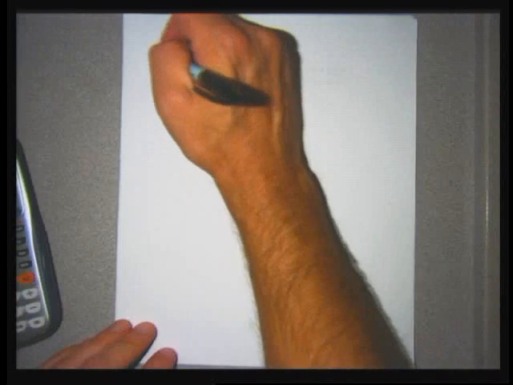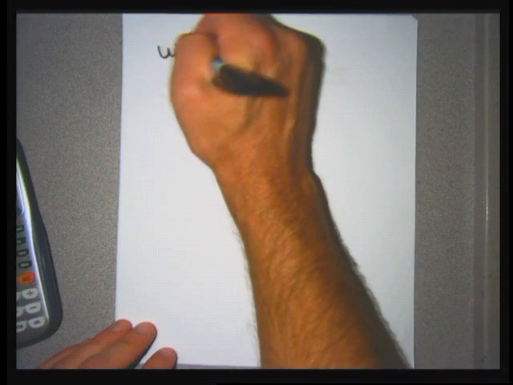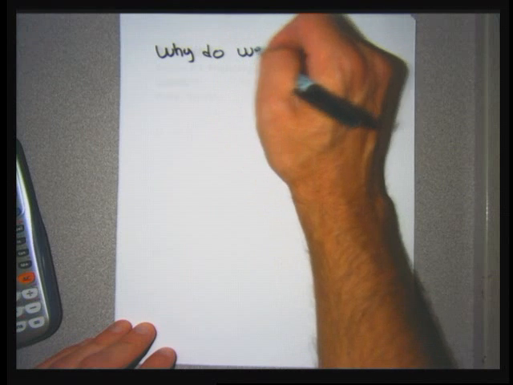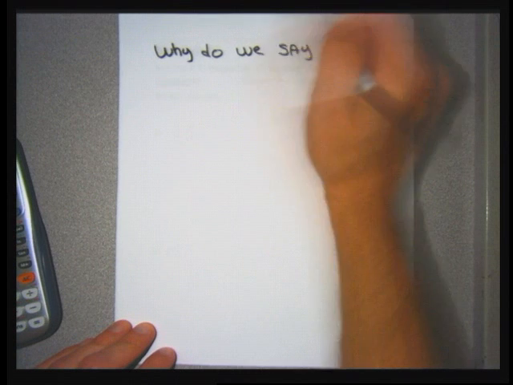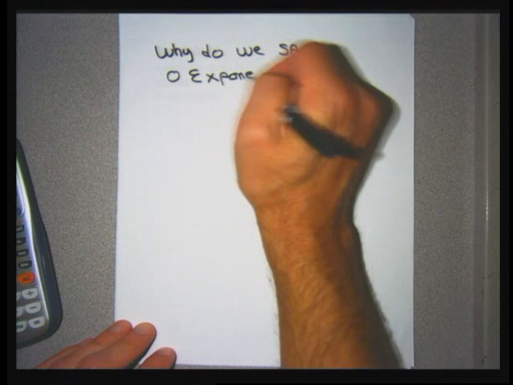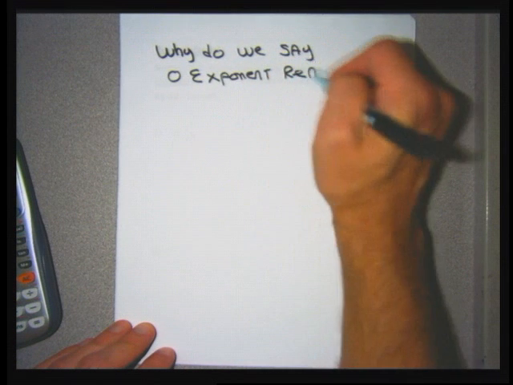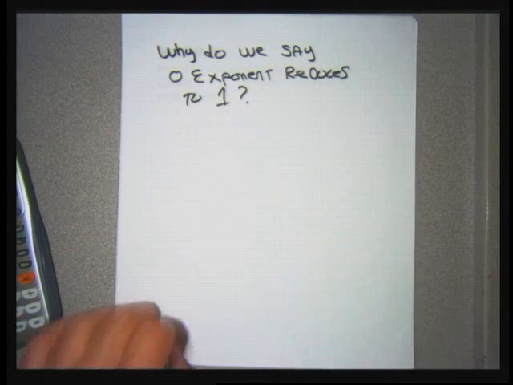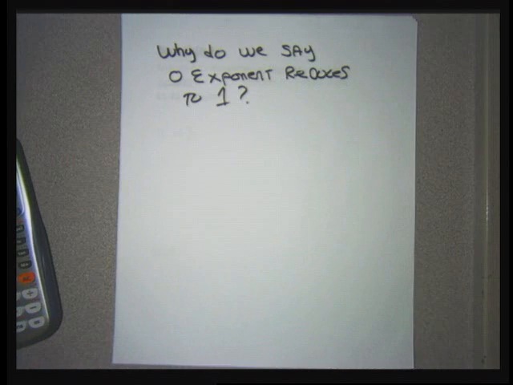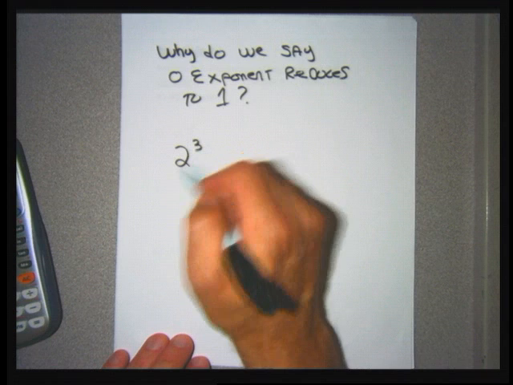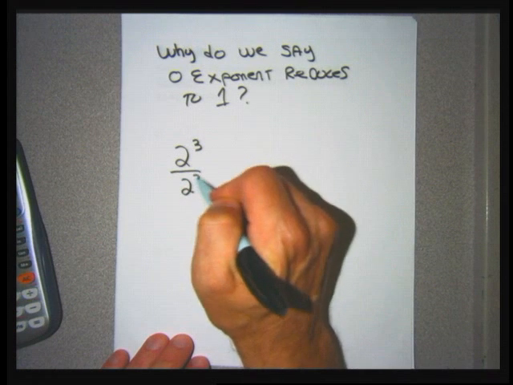And then, let me say, why doesn't it even make sense for people to say this? So why do we say a zero exponent reduces to 1? And I can do it with an example as much as anything. So here's the example I'll use. I'll do 2 to the 3rd power over 2 to the 3rd power.